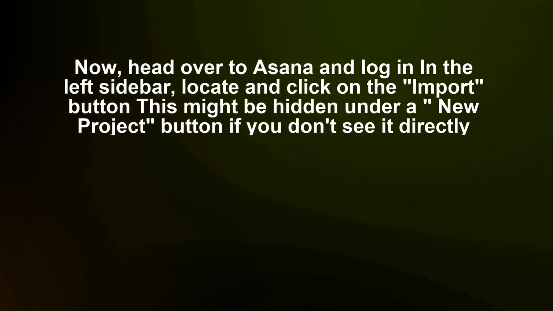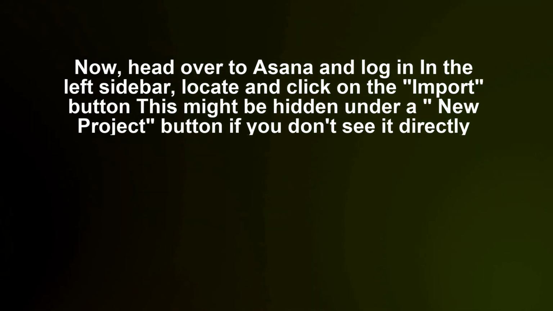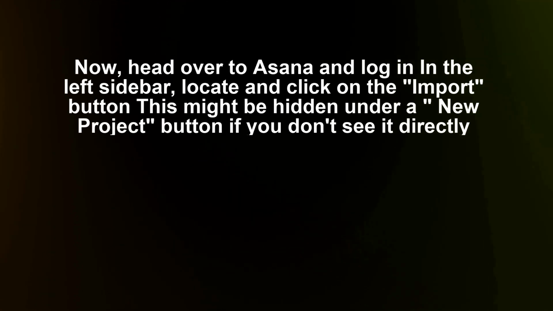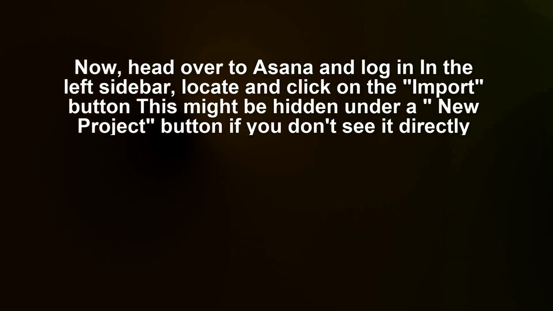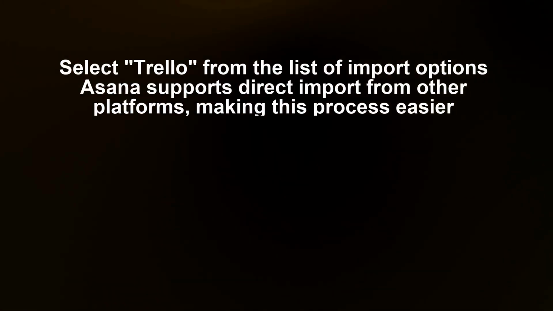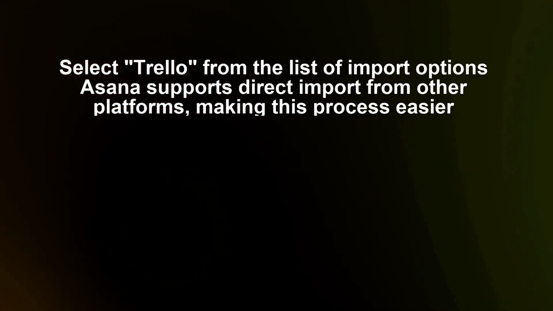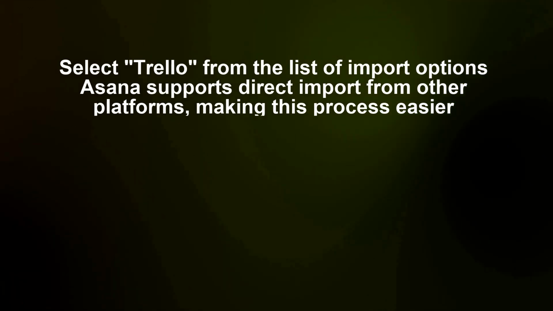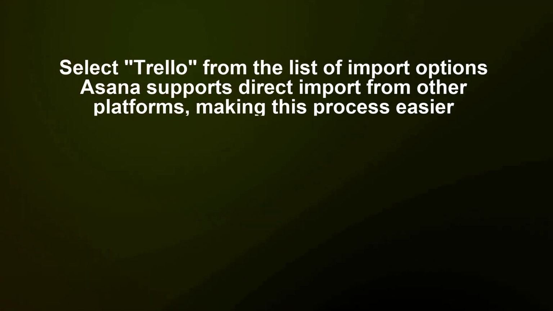Now, head over to Asana and log in. In the left sidebar, locate and click on the Import button. This might be hidden under a New Project button if you don't see it directly. Select Trello from the list of import options. Asana supports direct import from other platforms, making this process easier.